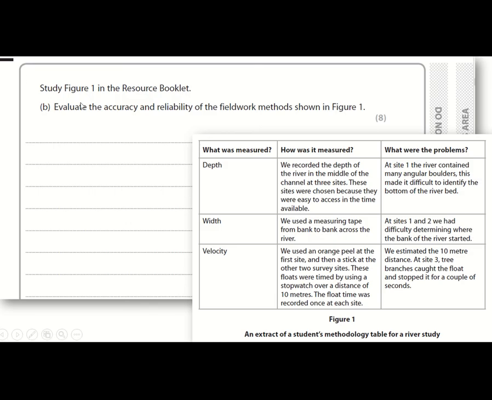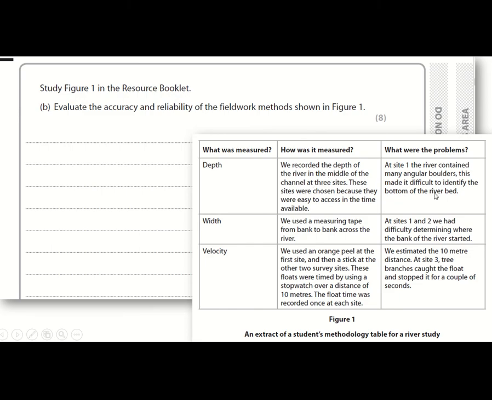So evaluate the accuracy and reliability of the fieldwork method shown in figure 1. You've got to talk about how they measured depth. You've got to read this. They did the depth in the middle of the channel at 3 sites. Is that accurate? Yes, that normally can be the widest part, unless you've got a meander, of course. These sites were chosen because they were easy to access at the time. So a good aspect is that they could choose sites that were close by, good for access. A bad aspect is that they only went to the middle of the channel, which isn't necessarily going to be the deepest part.